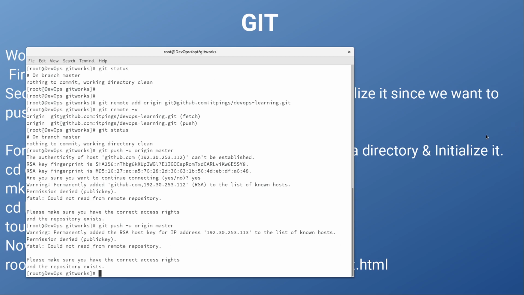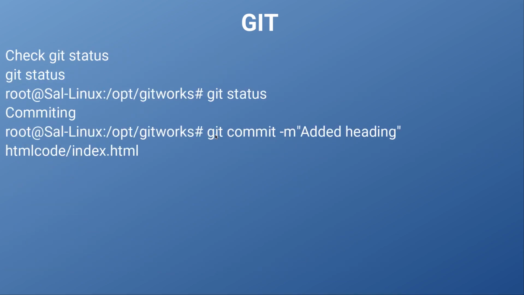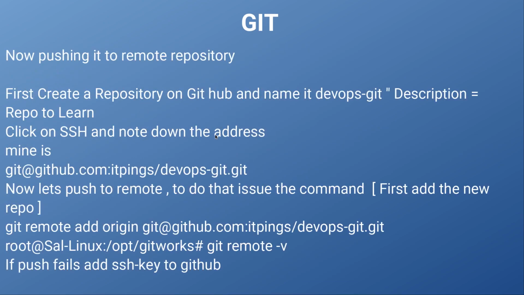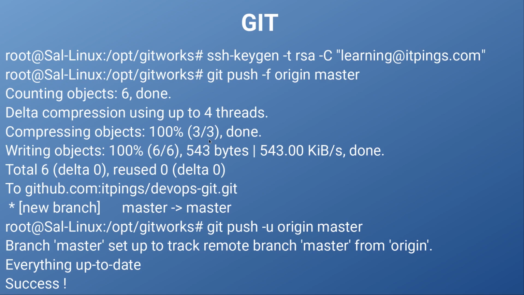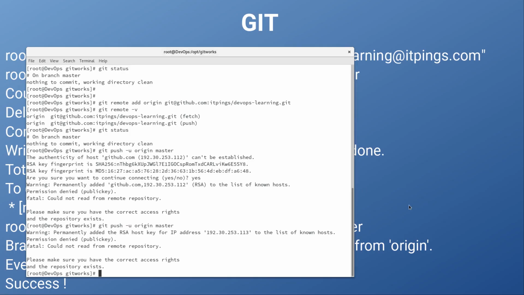So in order to fix this issue, we need to create our SSH key. We need to generate an SSH key, and in order to do that, we will use ssh-keygen. I'm on a Linux box, so I'm going to use ssh-keygen. The type is RSA, and -C means my email address. And then I am going to check if I am able to push the data to the remote repository or not. Let's take a look at our demo.